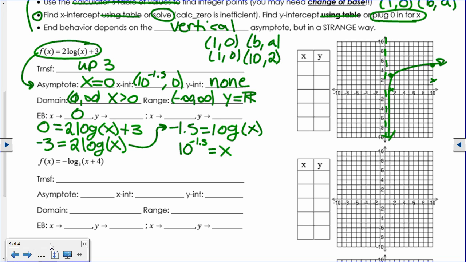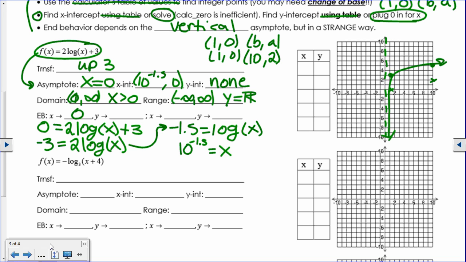It could be on the right side if this was flipped. If it was the other way around, pointing that way, then the asymptote would be on the right. So whatever side the asymptote's on. So will the x always be 0? No, it depends on what the asymptote is. If the asymptote was like -2 or something, then it would be -2.